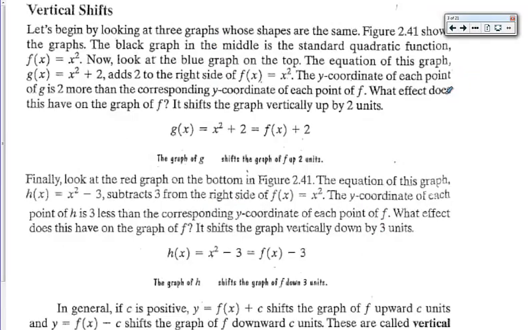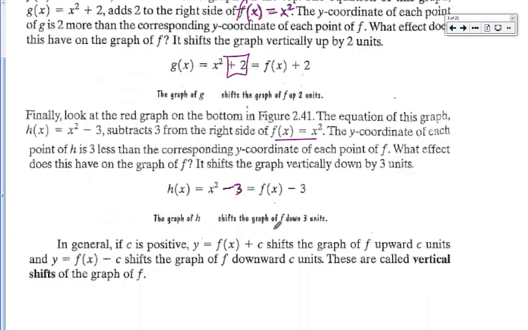Vertical shifts, basically what this is saying is if you have this parent function of f of x is equal to x squared, and I add 2 to that, to get g of x, I'm taking that original function and adding 2. That's going to shift it up 2 units. I could do the same thing with that same function and subtract 3. This is going to give it a vertical shift down 3 units because I'm subtracting. So whatever I add or subtract to the end of that parent function, that's going to give us a vertical shift.